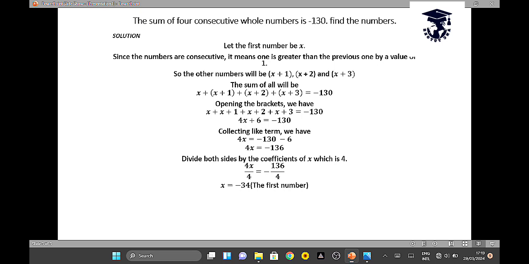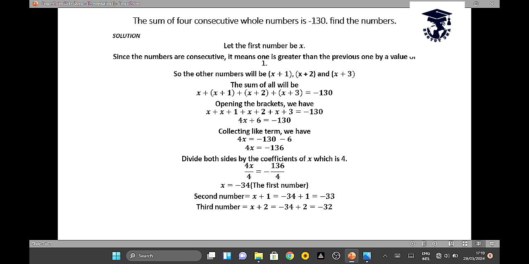We've just found the first number, which is minus 34. We have to look for the second, third and fourth numbers, but since we've said the second number is equal to x plus 1, then the second number will be equal to minus 34 plus 1 to give us minus 33. We've said that the third number is equal to x plus 2, which is equal to minus 34 plus 2 to give us minus 32.